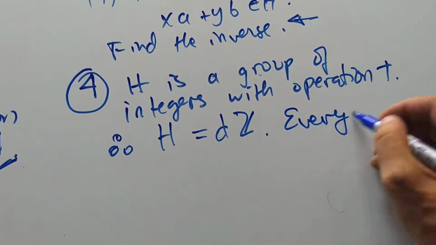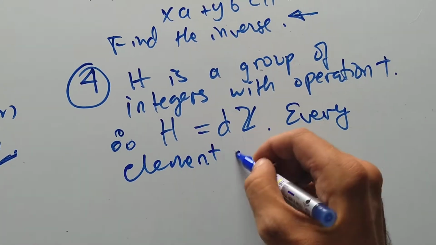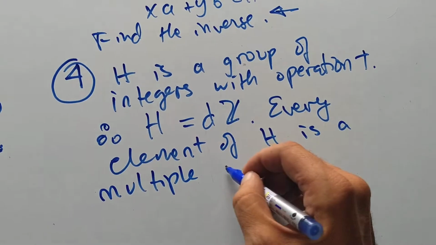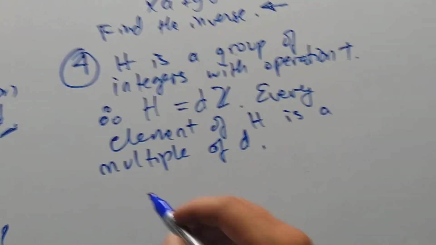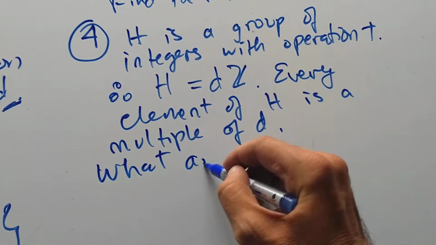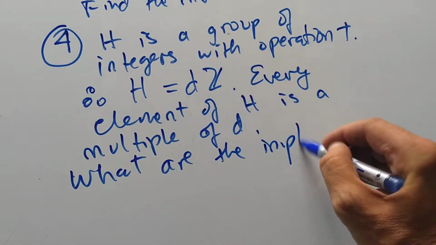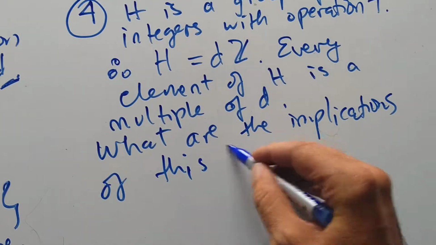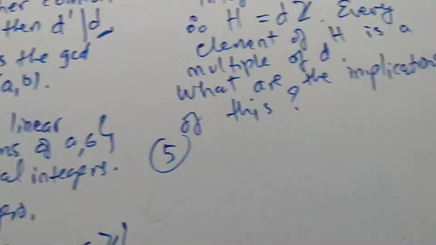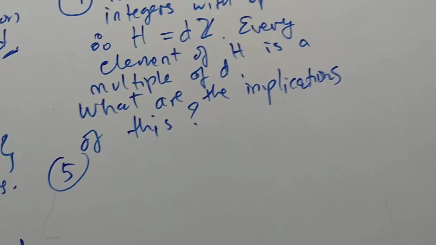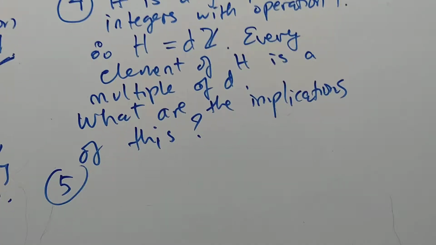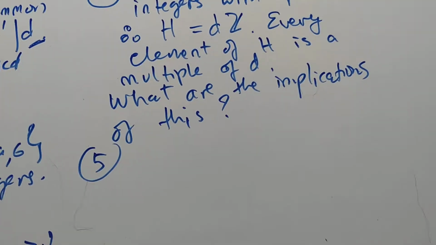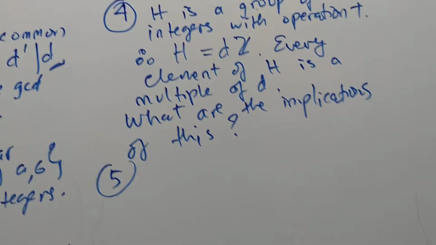Every element of H is a multiple of D. Let's examine the implications of this. What are the implications of this? Okay, great. So let's think about this. It has many implications. I'm going to look at two of the central implications that we need. That's going to give us the theorem that we want.